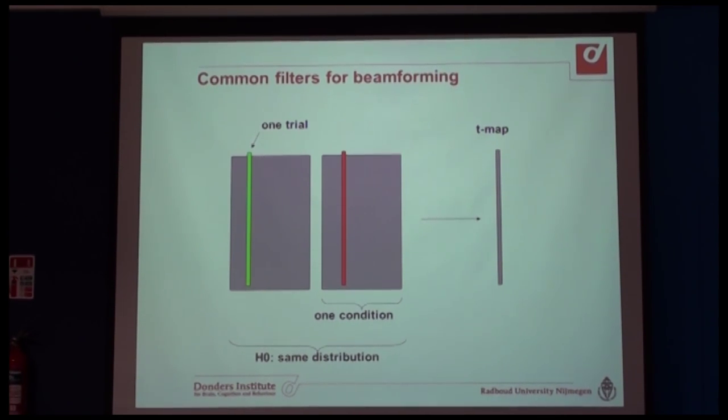And if I can compute the power in each individual trial, which is done just by a simple multiplication, I can very easily start shuffling these trials.